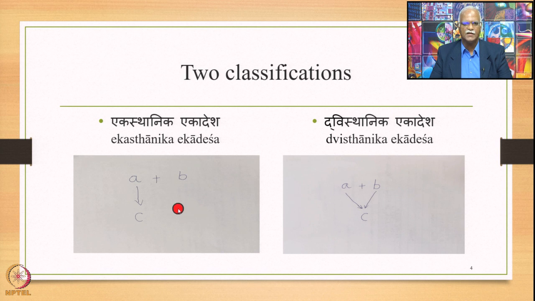This is ekasthanika ekadesha. And dvisthanika ekadesha is the second classification, where you have A plus B as the input and A coming immediately before B and B coming immediately after A. Now in place of both of them, C is the one substitute. So A plus B is the input, C is the output. This is the dvisthanika ekadesha.